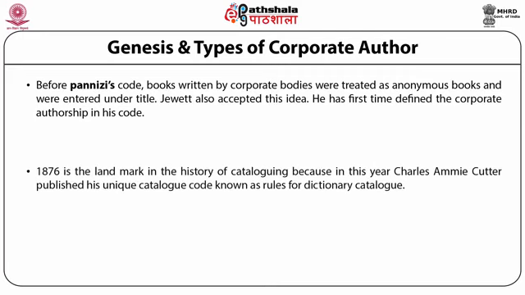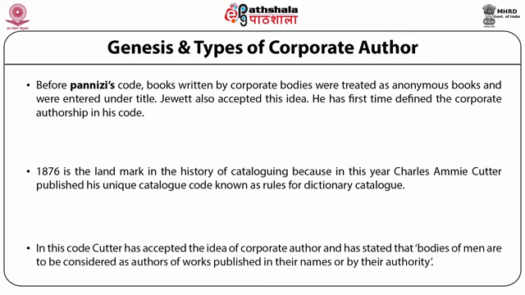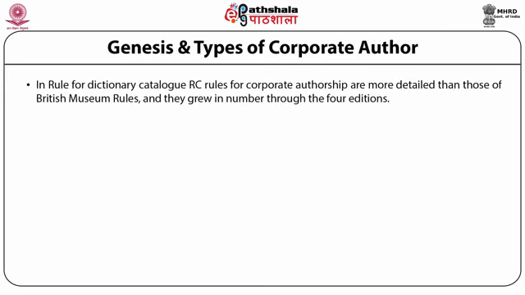1876 is the landmark in the history of cataloging because in this year Charles A. Cutter published his unique catalog code known as Rules for a Dictionary Catalog. In this code, Cutter has accepted the idea of corporate author and has stated that bodies of men are to be considered as authors of works published in their names or by their authority. In Rules for a Dictionary Catalog, RDC, rules for corporate authorship are more detailed than those of British Museum rules, and they grew in number through the 4 editions.